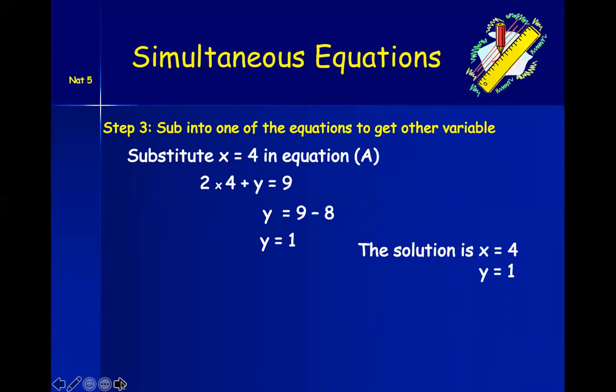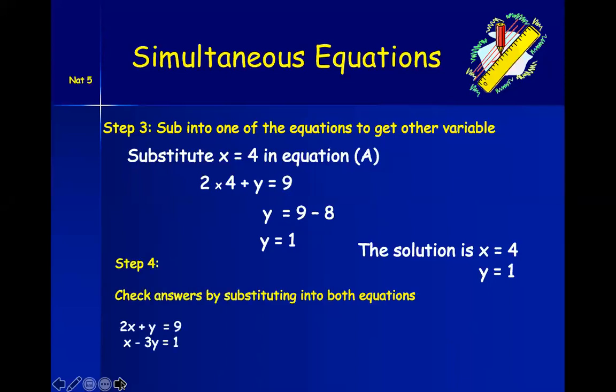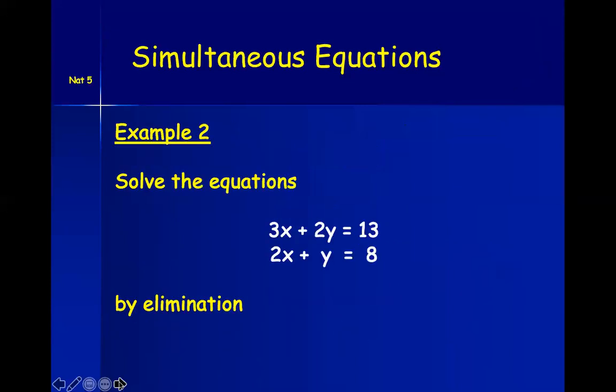Again, I'm going to check that my solution works. So if I put 2 times 4 plus 1, that's 8 plus 1, 9. 4 minus 3 times 1 is 4 minus 3 is 1. So I know this solution worked.